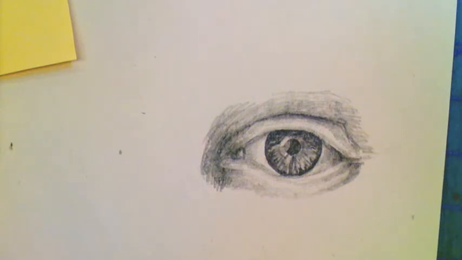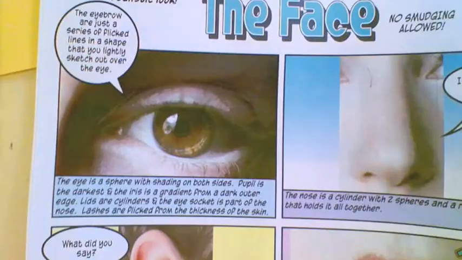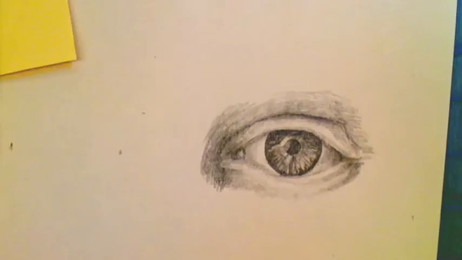Do you remember when we were doing the logs, the pieces of wood, and I was telling you when you go to shade to flick and curve? Flick and curve, remember that? That's how we do eyelashes. And we're going to look to see. These eyelashes are tough to see. So I'm going to show you my drawing.